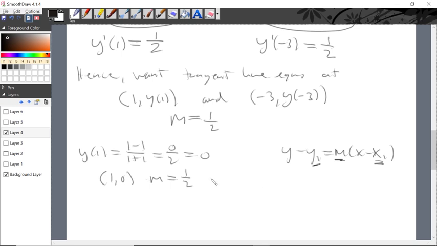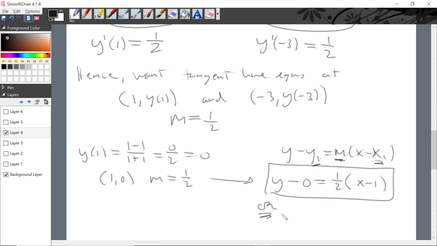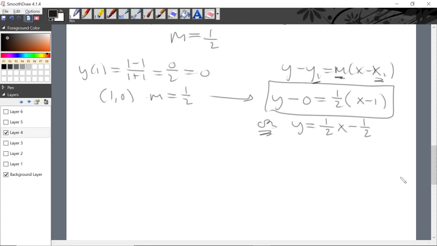So an equation for that would be y minus 0 equals 1/2 times x minus 1. That would be one way to write that equation. Or another way is to write y equals 1/2 x minus 1/2. Another way to write the equation of that tangent line.